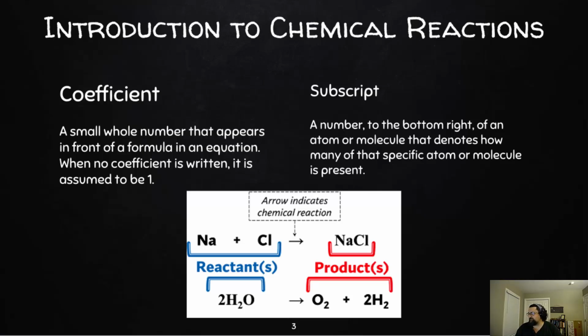When we look down here at our reaction, we also have a breakdown where you have the reactants on the left and the products on the right, on either side of the arrow. That arrow lets us know that a chemical reaction is taking place. On the left-hand side, you have the things that are going to react, the reactants. On the right-hand side, you have what is being produced, the products. And again, this arrow indicates the chemical reaction.